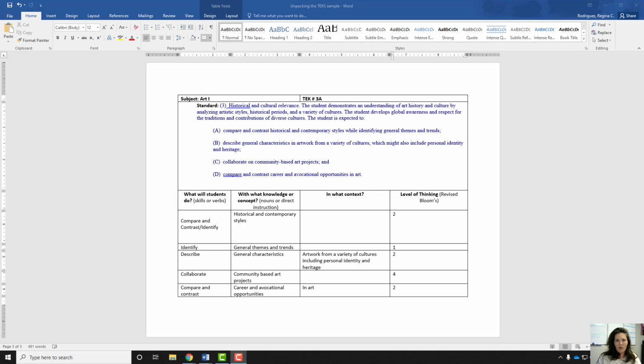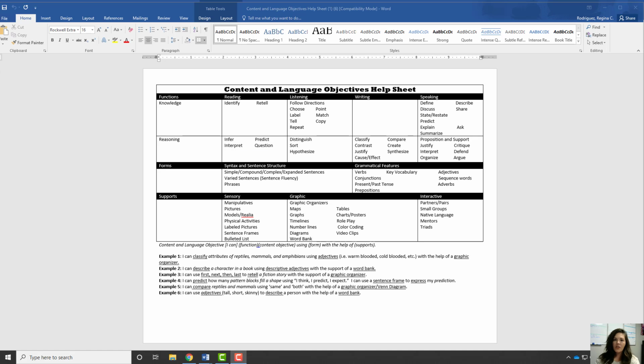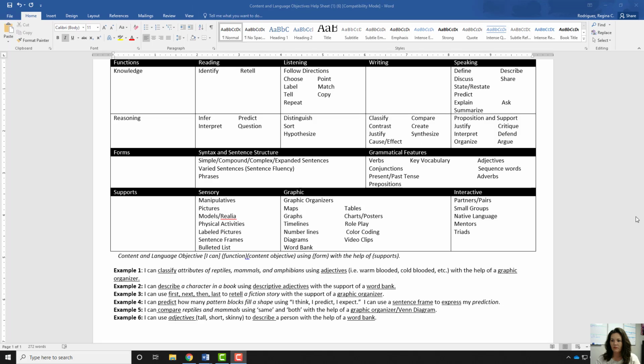You are not going to submit this. It's just a guide to help your thinking. Once you have unpacked about 3 to 5 TEKS in your content area, you're ready to start writing content objectives. And I want you to pull up that content and language objectives help sheet or print it off if you haven't done so already. For my course, we're going to write a simplified version of an objective, and I call it an I can statement.